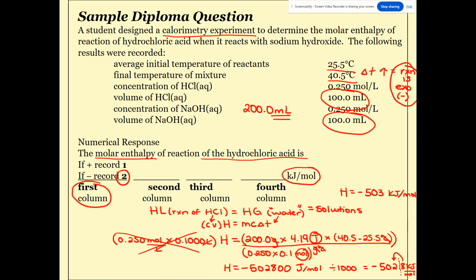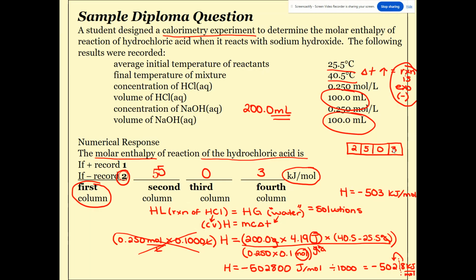So the first column is going to be a 2 because it was negative. And then the second, third, and fourth column is my numerical answer, which was 503. So if this is a numerical response question and you're putting it into those 4 boxes, you would put 2503 for your answer. Okay? So there's a couple examples of solution calorimetry questions.